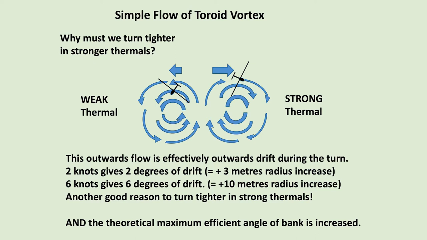2 knots gives us about 2 degrees of drift, which will increase our turn radius by 3 meters. A 6-knot thermal, however, is 6 degrees of drift, and that increases our turn radius by 10 meters. That's a good reason to turn tighter in strong thermals. And in very strong thermals, the theoretical maximum efficient angular bank is increased above 45 degrees angular bank.